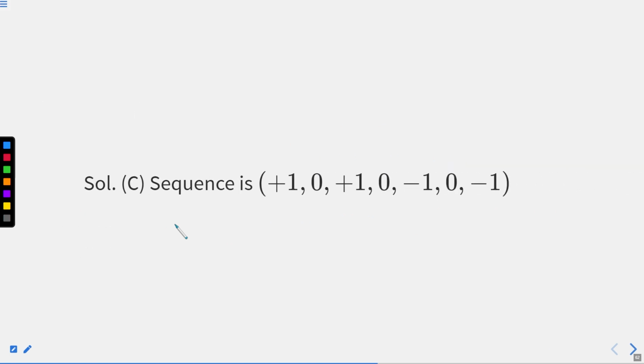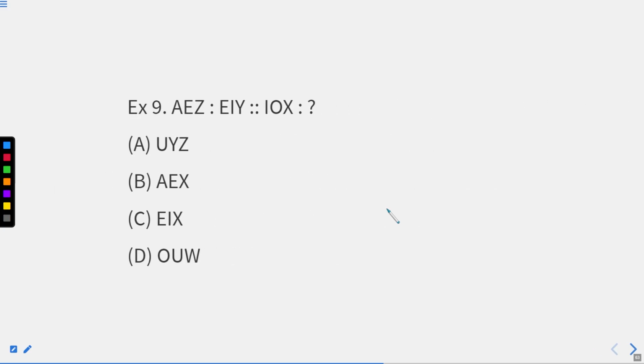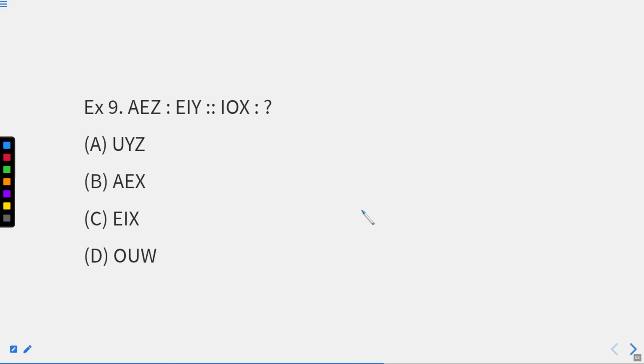Now, our next question. Again, answer number C is there. We are following the same thing that I have explained. The sequence is this, this is already written. Now, your question number 9. What exactly can the answer be here? So the first step is to rewrite it: A, E, Z ratio E, I and Y.